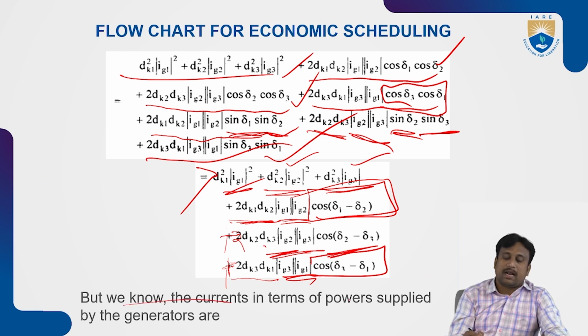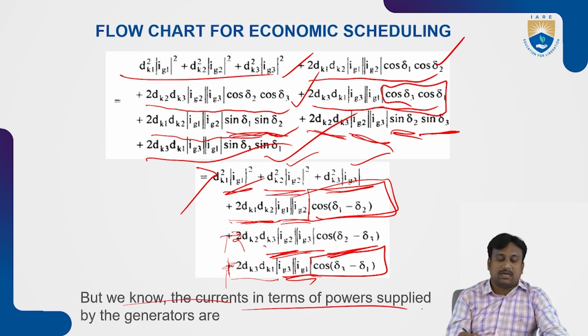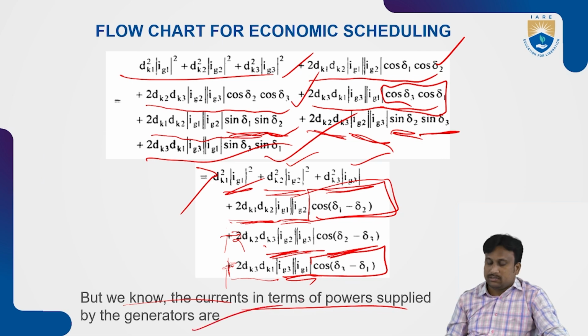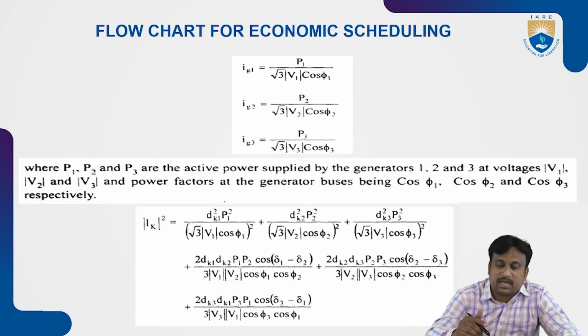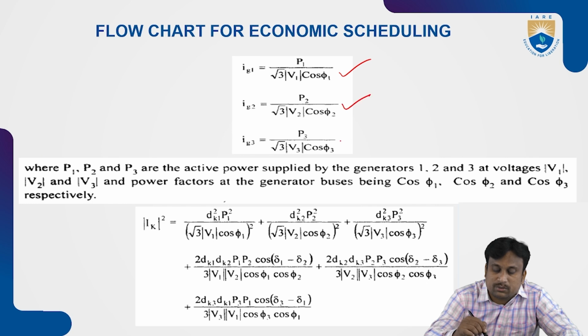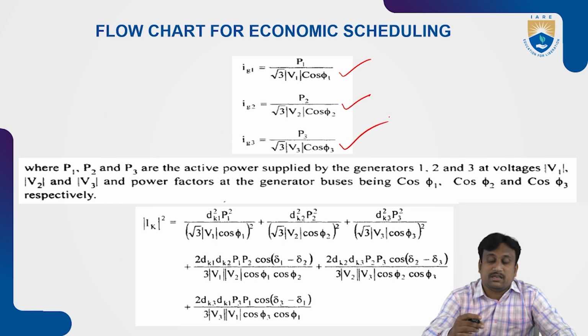But we know that the currents are, in terms of powers, supplied by the generators. Then they can be represented as IG1, IG2, IG3. So here IG1 is P1 by root 3 V1 cos phi.